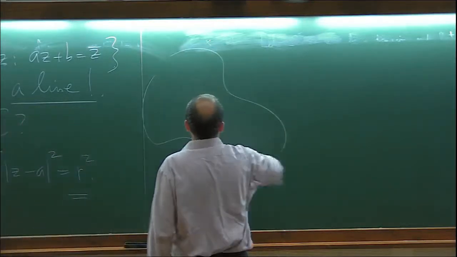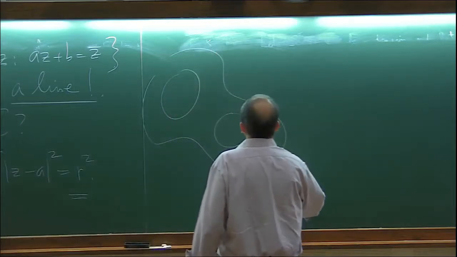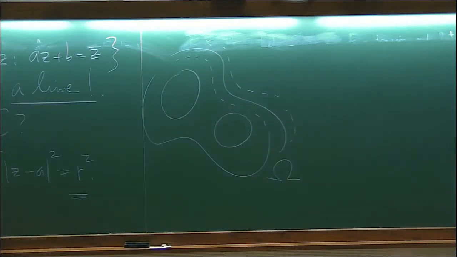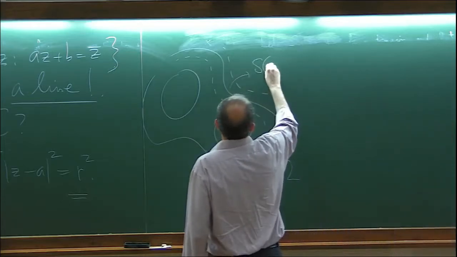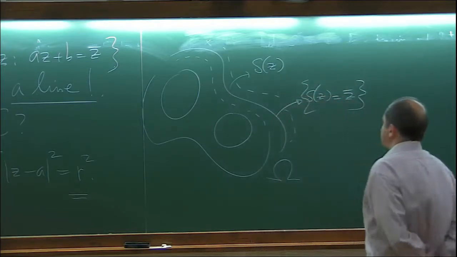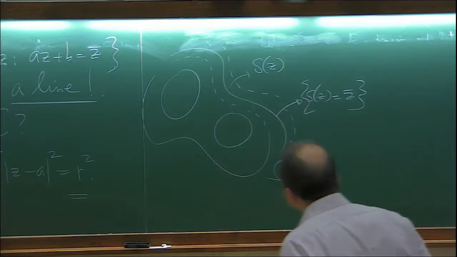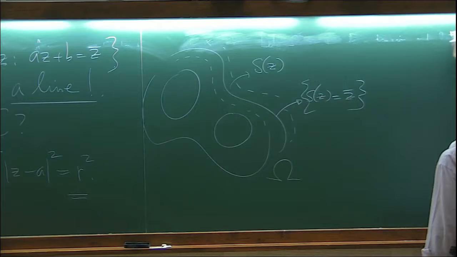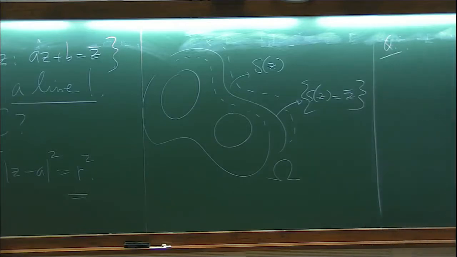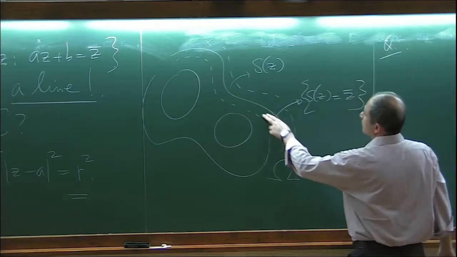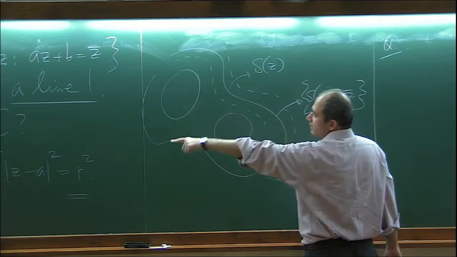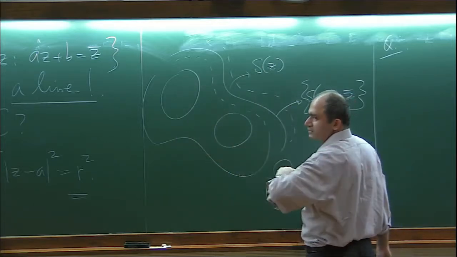So here's my domain. I know that S is defined in some neighborhood of the boundary. So I have S here. And the boundary is defined by S of Z equals Z bar. So now, let's ask the following question. Now, S is holomorphic in this region. I cannot assume that S is entire, because then the answer is very simple. I cannot demand that this is meromorphic on the entire complex plane, again, because then the answer is very simple.